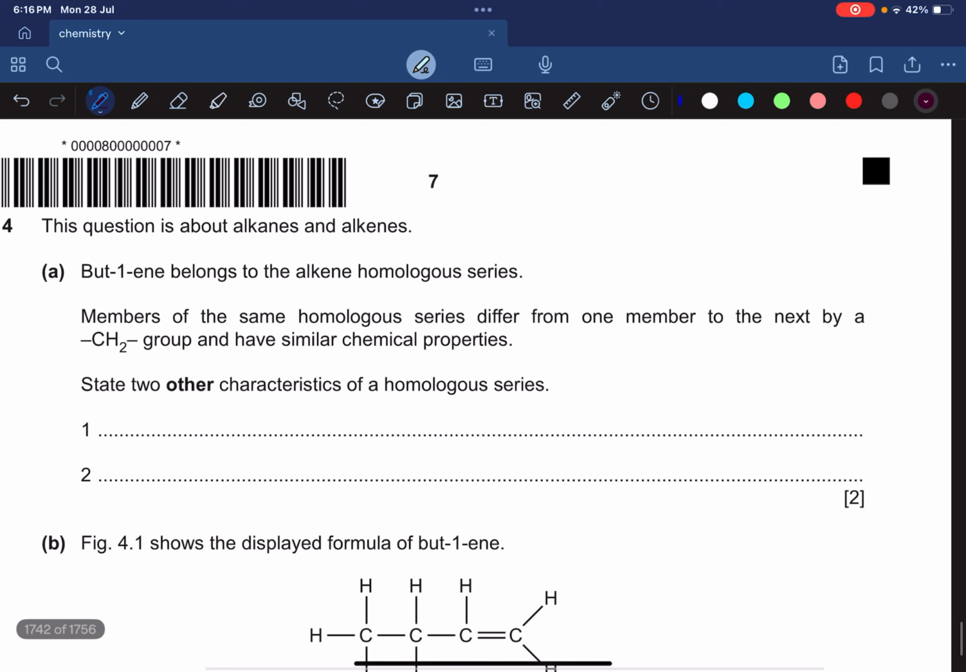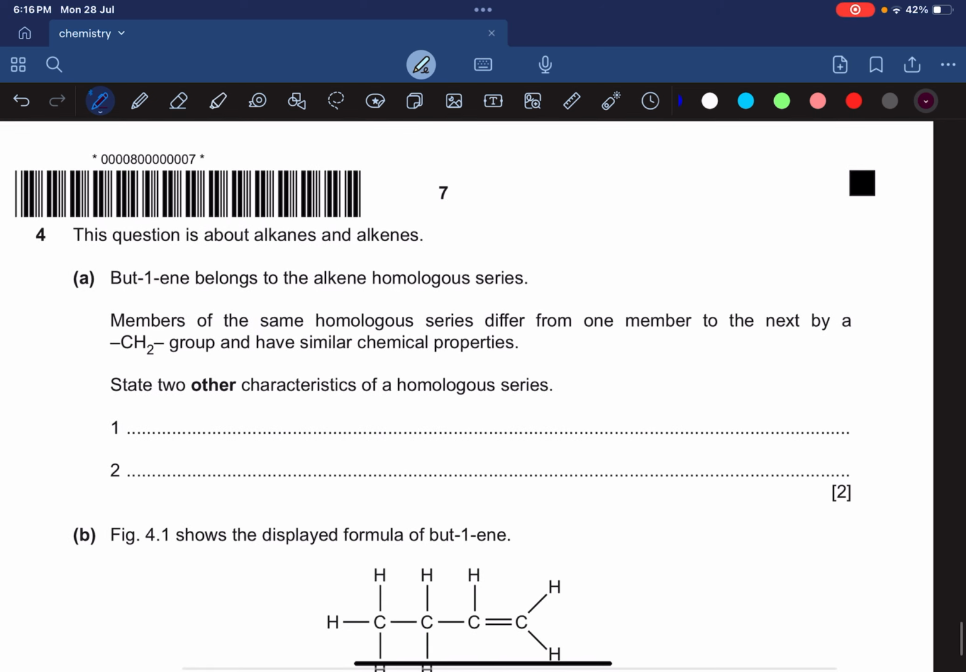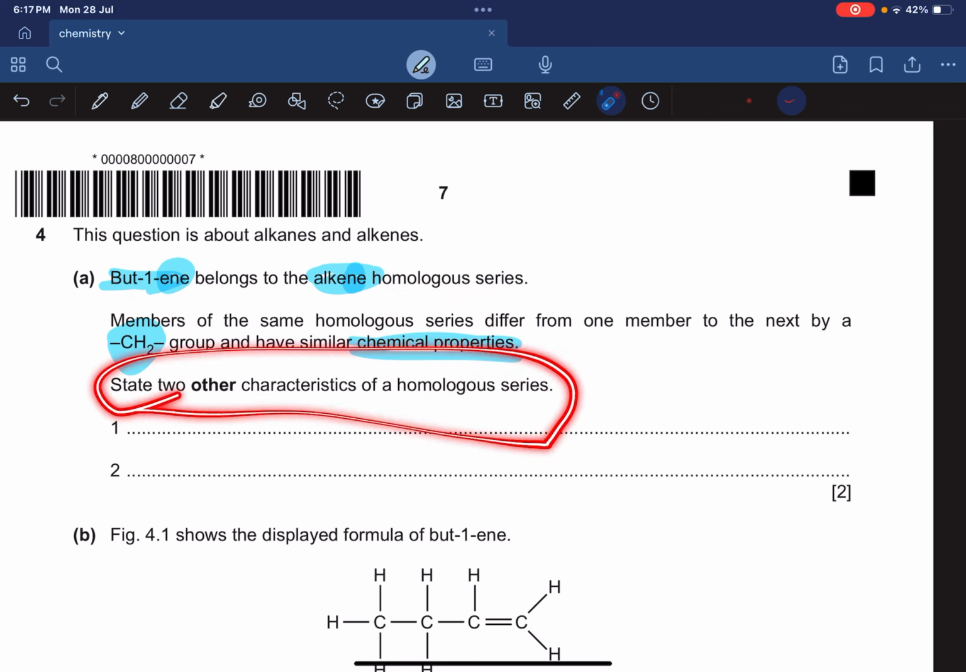This question is about alkanes and alkenes. P21 belongs to the alkene homologous series. I guess we know it. It's an alkene because it's an ene over here and it's an ene over here. Members in the same homologous series differ from one member to the next by 1 methyl unit. This is a methyl unit, a CH2 unit. And they have similar chemical properties. They've given us 2 properties of a homologous series, 1 methyl unit and similar chemical properties. State 2 of the characteristics of a homologous series.